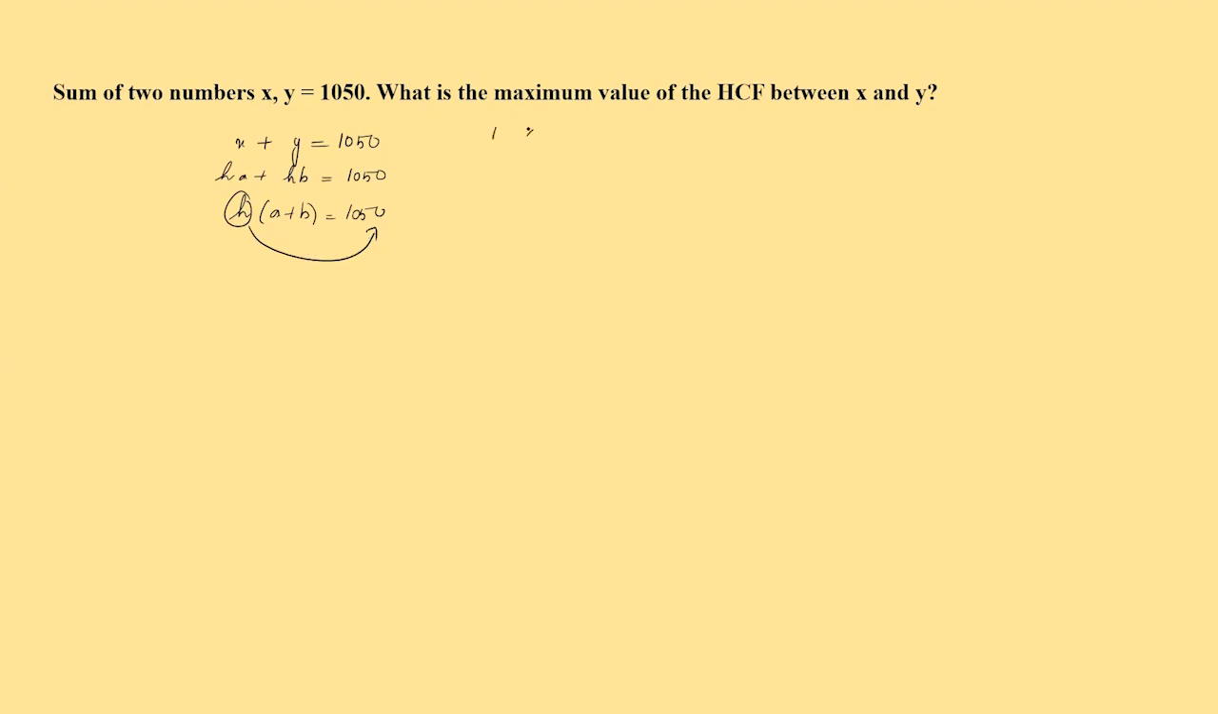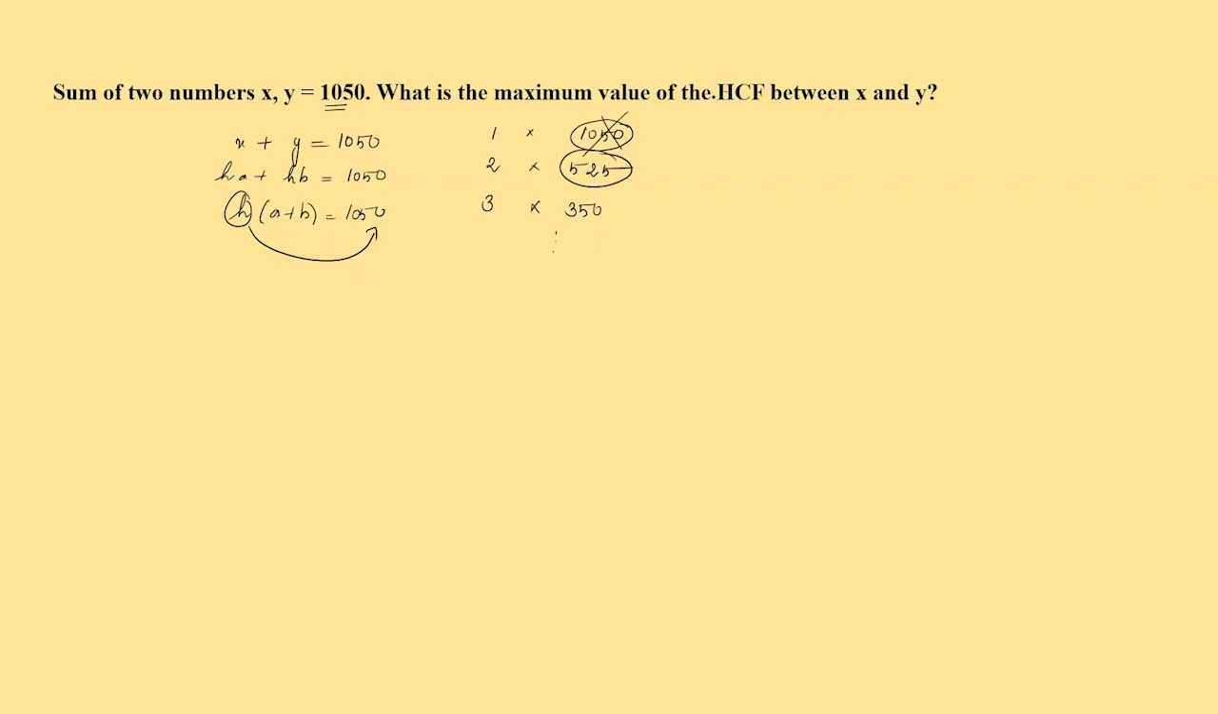So let's look at the factors. 1 into 1050. Then I have 2 into 525. Then I can go with 3 into 350, and so on. But remember that I need the maximum value of the HCF, so I'll start choosing the maximum values. Now can I choose 1050 as the HCF? In that case, both the numbers will be 1050, and A and B have to be co-prime to each other, so the sum itself would be 1050. This is not possible. So next one, if the HCF is going to be 525.